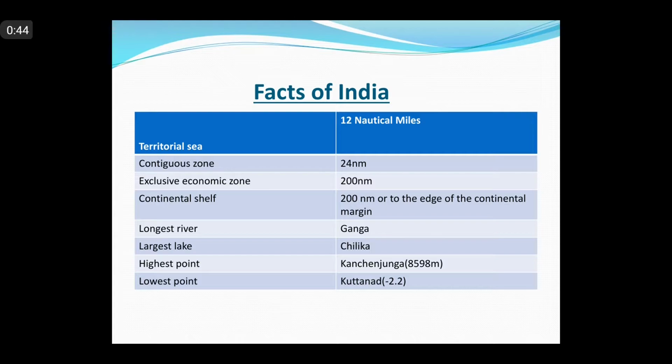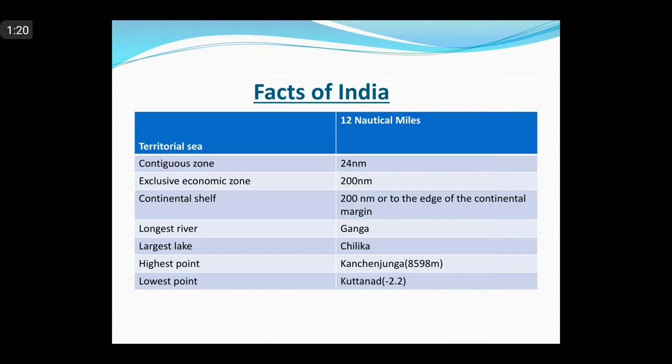I had discussed with you some geographical facts related to India. For example, territorial water, contiguous zone, exclusive economic zone and continental shelf, longest river, lake, highest and lowest point. But let me tell you once again, what is the contiguous zone? In fact, it's a band of water extending further from the outer edge of the territorial water or territorial sea up to 24 nautical miles. Okay, that is your contiguous zone.